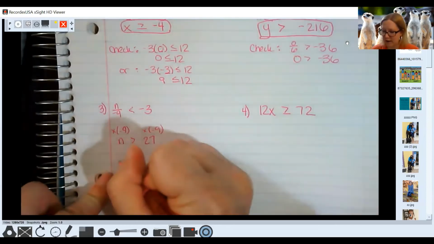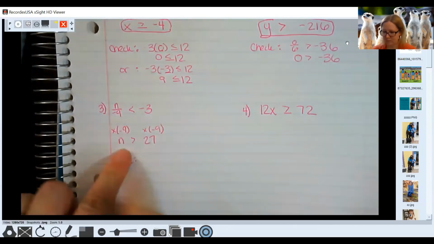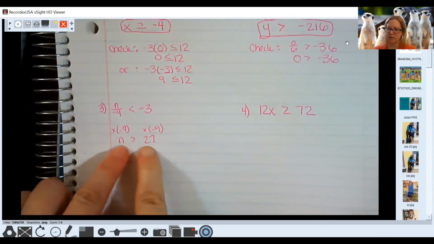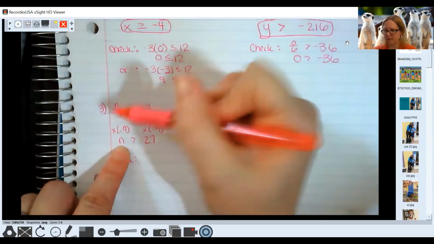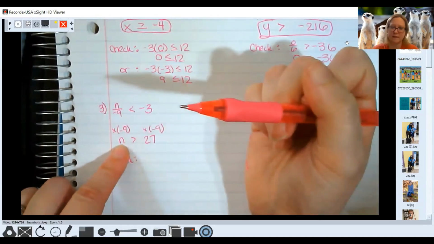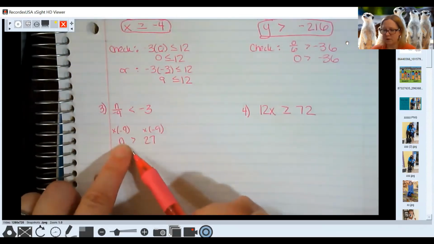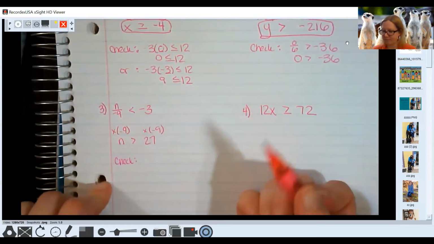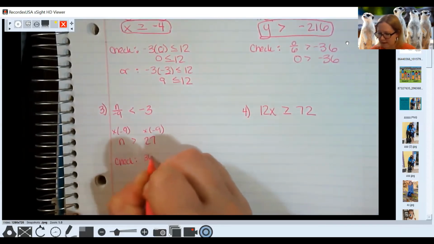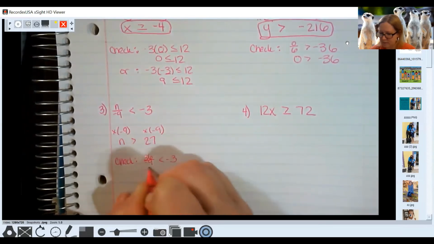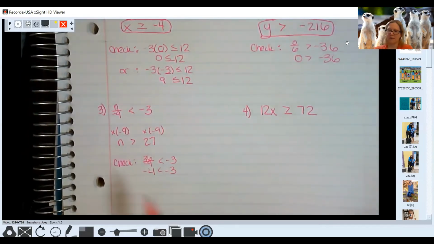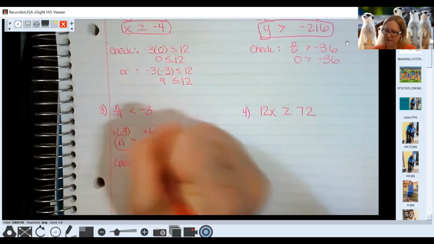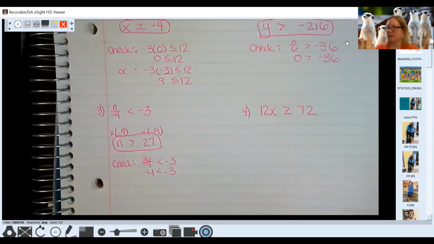All right, so to check it, I'm going to choose a solution that would be true here. So I'm just going to use, let's say, I'm dividing by -9, so how about 36? Okay. So if I substitute 36 up here, 36 divided by -9 is going to give me -4, and -4 is less than -3. Okay, I see that that's correct. If I chose another value, again, it would work out. All right, so n is greater than 27. I'd have an open circle on 27 and shade to the right.